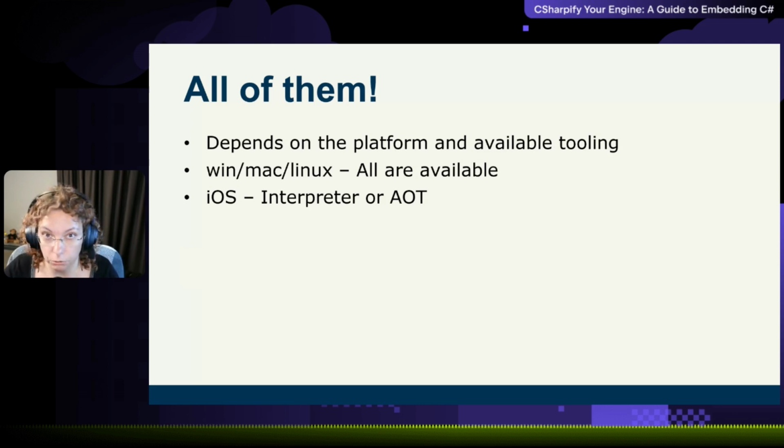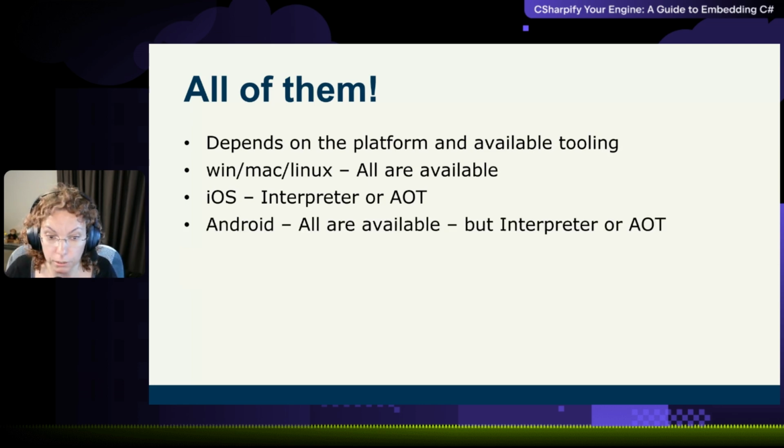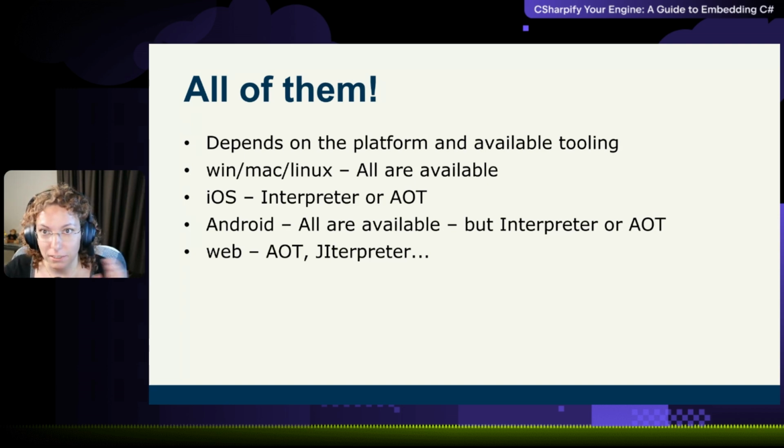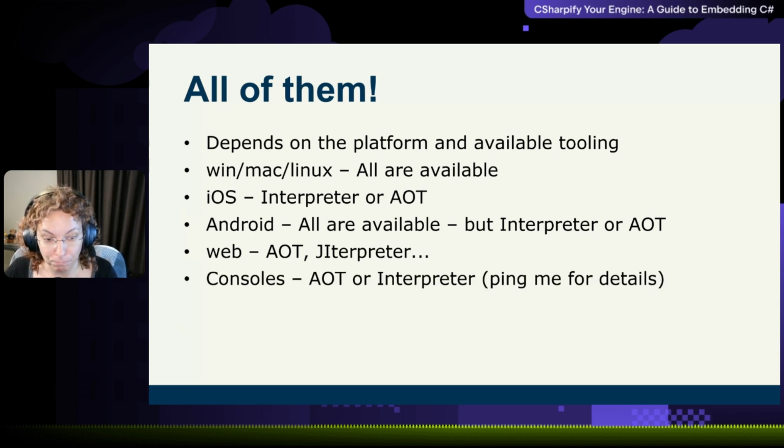For Mono, you can use either. Android, you can use all of them, but you either do interpreter or AOT because JIT is super heavy at runtime, and you probably just don't want that. On the web, AOT or a JIT interpreter. WebAssembly, there's a lot of retranspilations of IL for web. And then on consoles, you can only use AOT or interpreters, the same restrictions as iOS. You're not allowed to JIT.